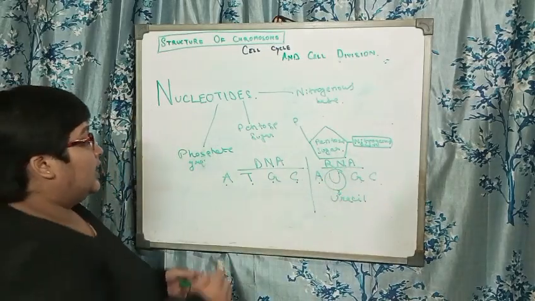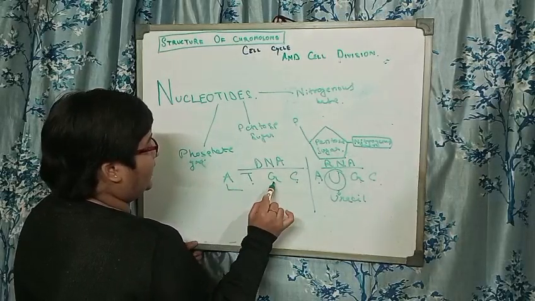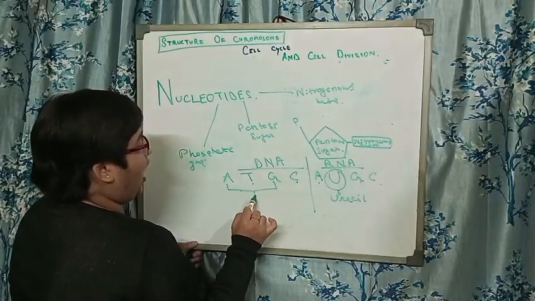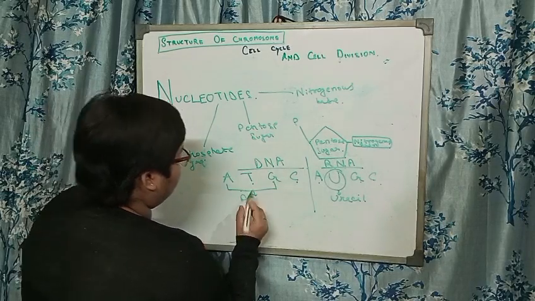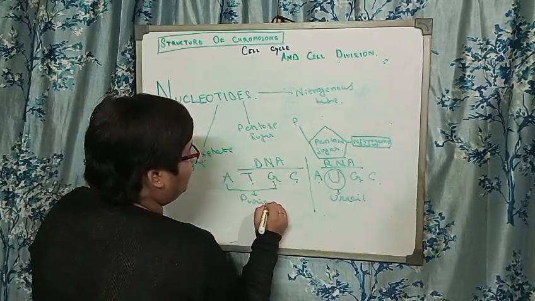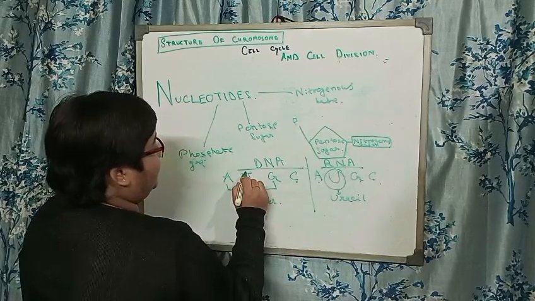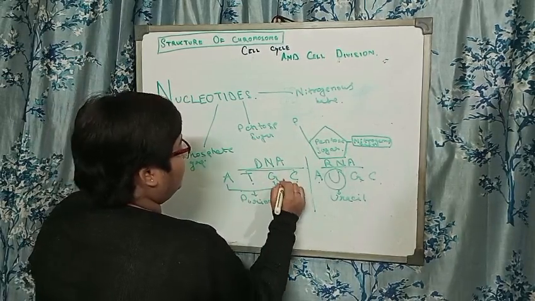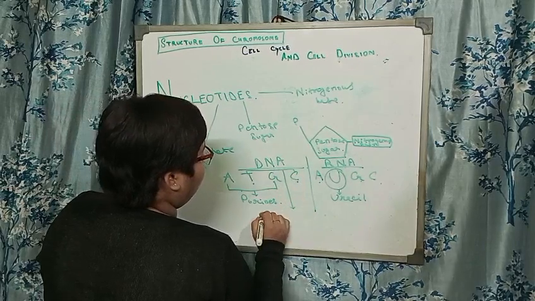Fine. This A and G are purines, and T and C are pyrimidines.